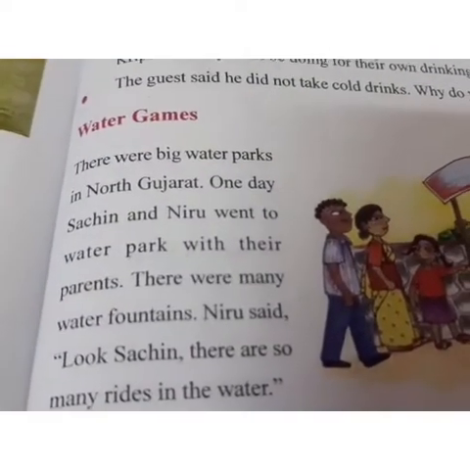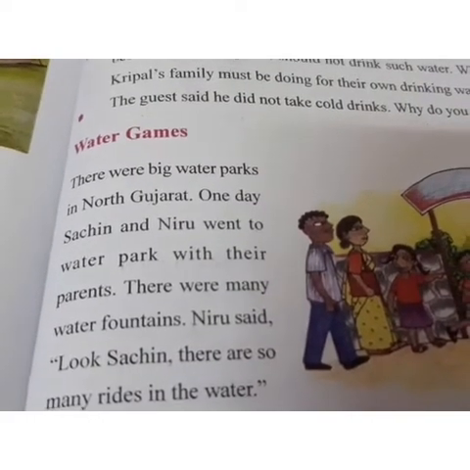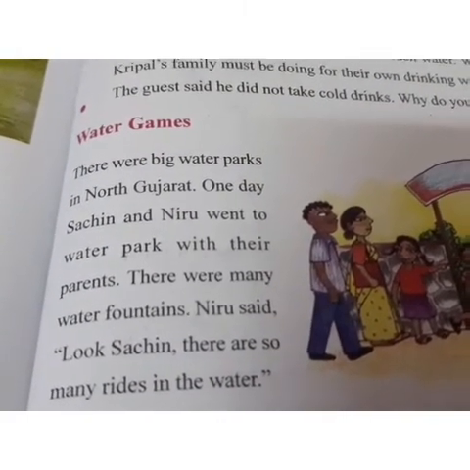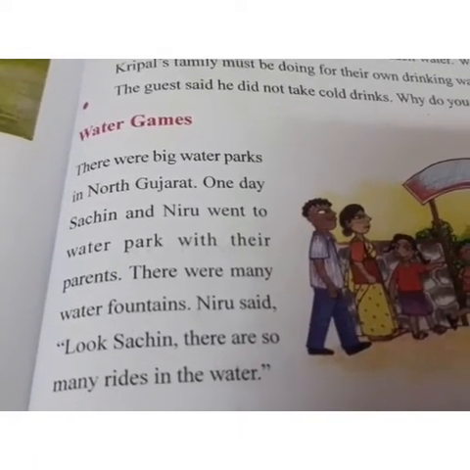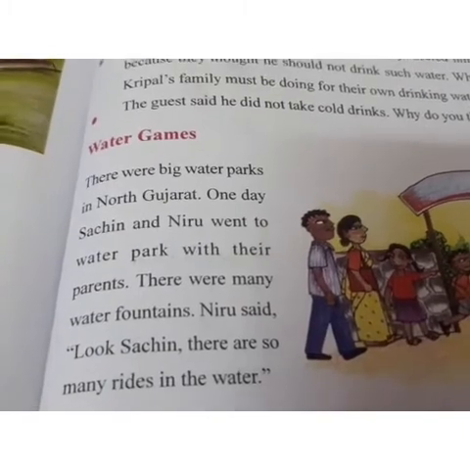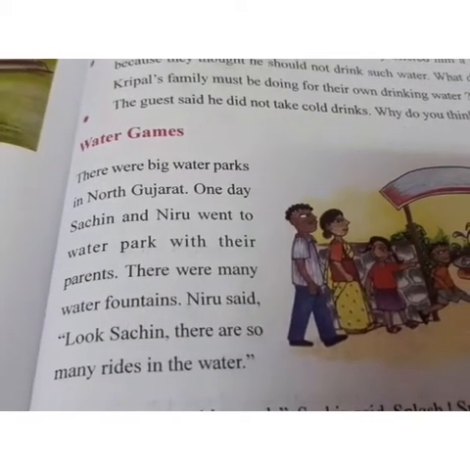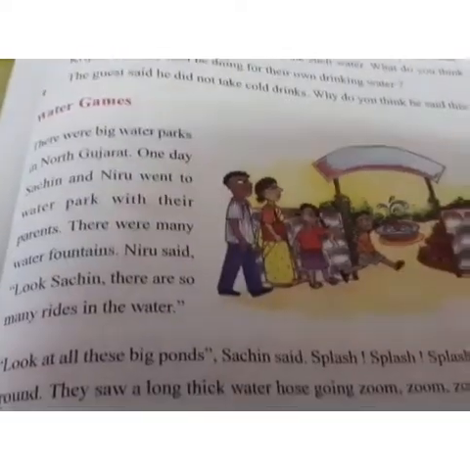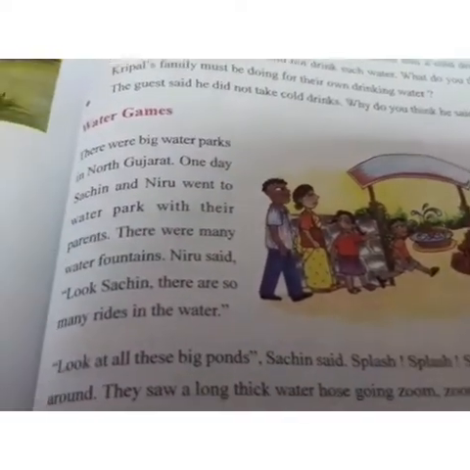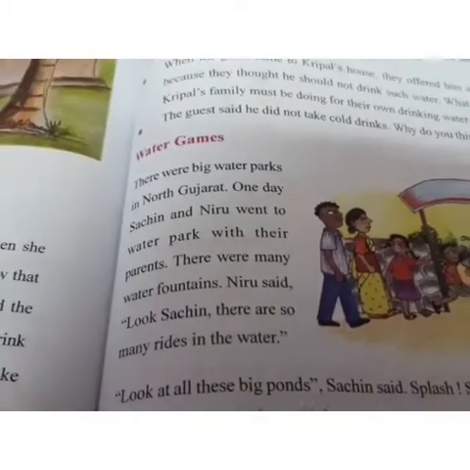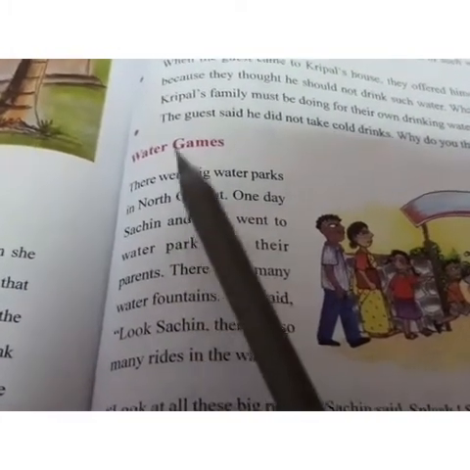There was a big water park in North Gujarat. One day Sachin and Neeru went to water park with their parents. But there were many fountains, water fountains. Neeru said, "Look Sachin, there's so many rides in water." Now this is the picture of a water park. You all must have been to a water park once during the summer vacations. So this is one of the water parks which is in the north part of the Gujarat.